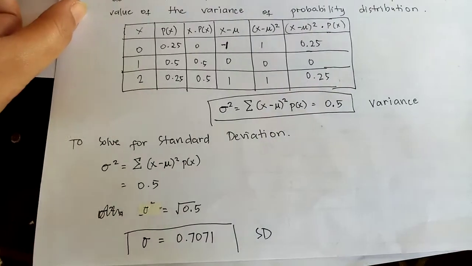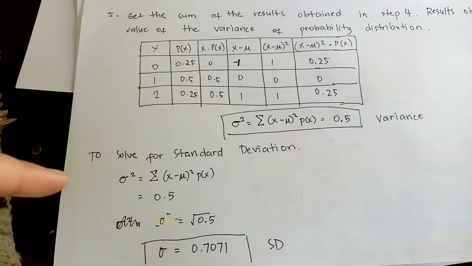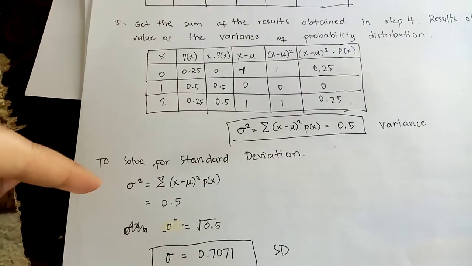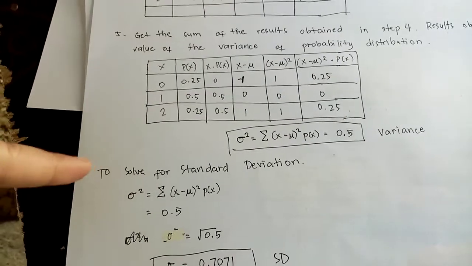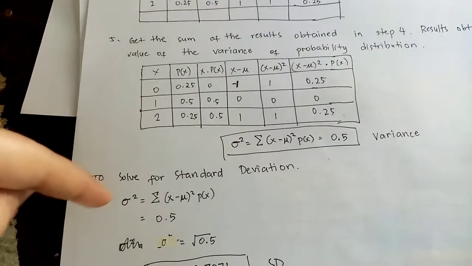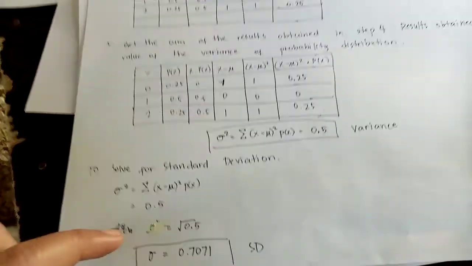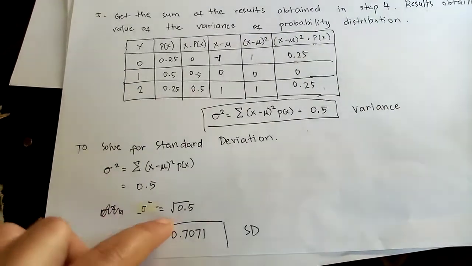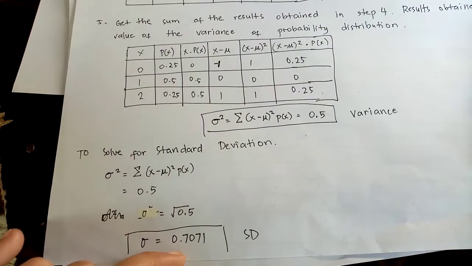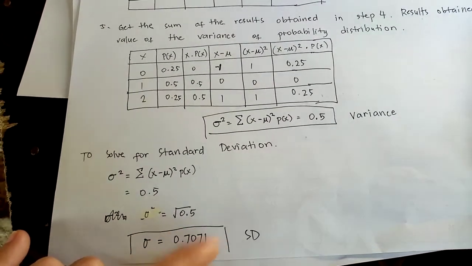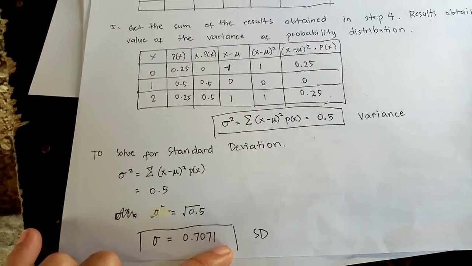Now, to get the standard deviation, so, the standard deviation is the square root of variance. So, i-square root lang po natin yung value ng variance. So, ang value ng variance is 0.5. I-square root lang po natin. So, the square root of 0.5 is equal to 0.7071. Yan na po yung value ng standard deviation.